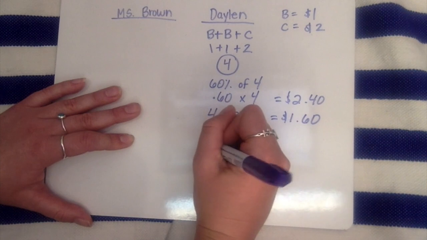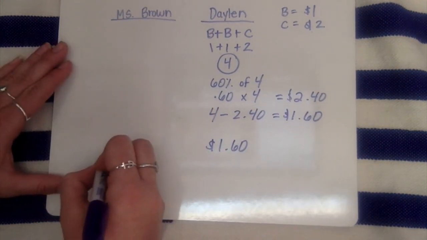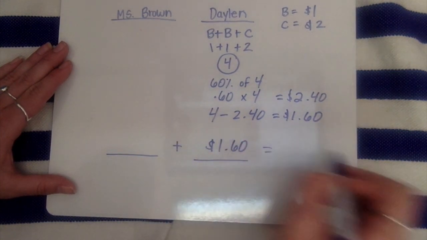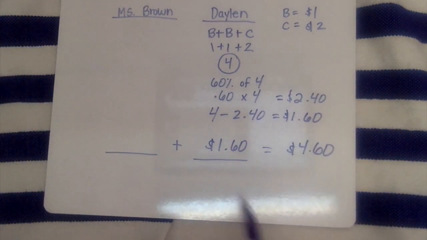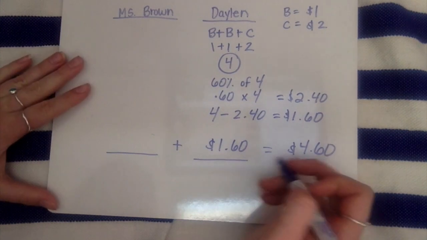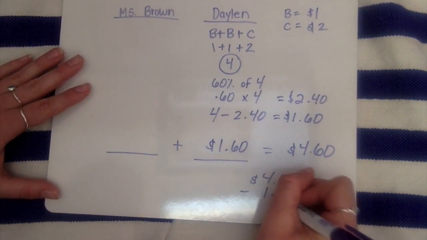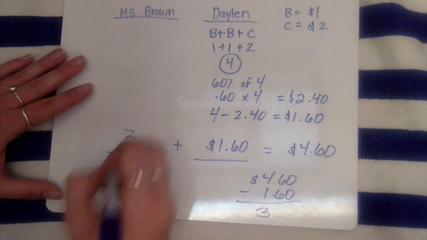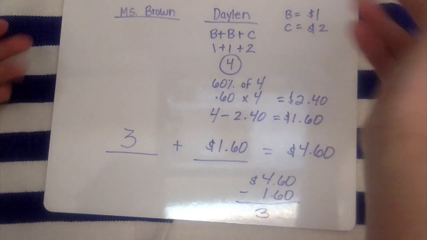Now, if Daylin paid $1.60, and I know that my cost plus Daylin's cost equals a total of $4.60, well, I want to think of how much money did I spend. So to do that, I can do $4.60 minus $1.60, which equals $3. So I spent $3.